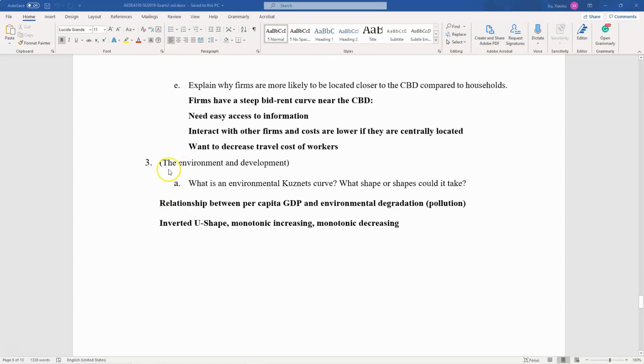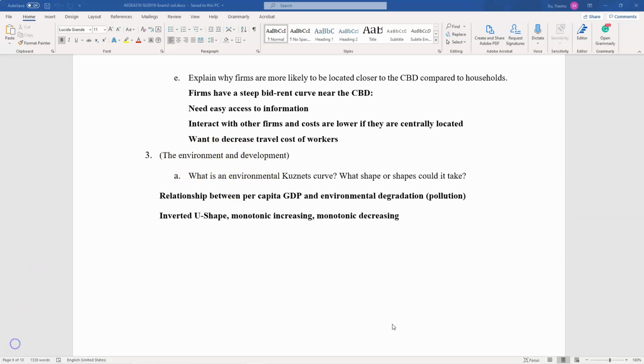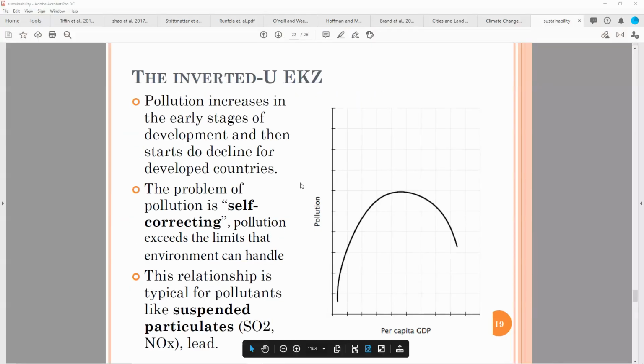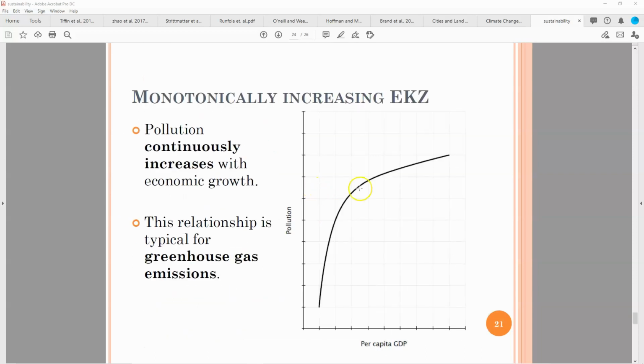And the next topic is the environment and development. It would be our final topic from this practice exam. What is an environmental Kuznets curve and what shape or shapes should it take? The environmental Kuznets curve just represents the relationship between per capita GDP and environmental degradation or environmental pollution. And in our lecture notes, we talk about three different curves like I show here.